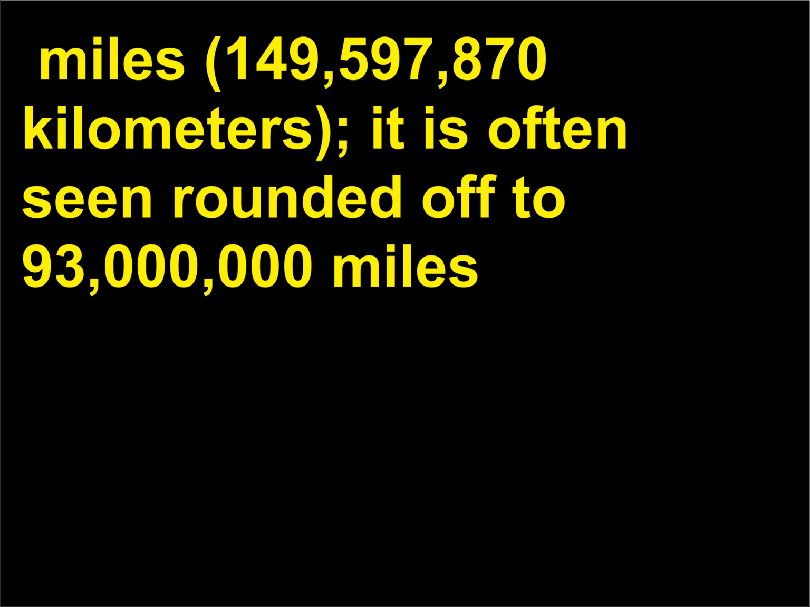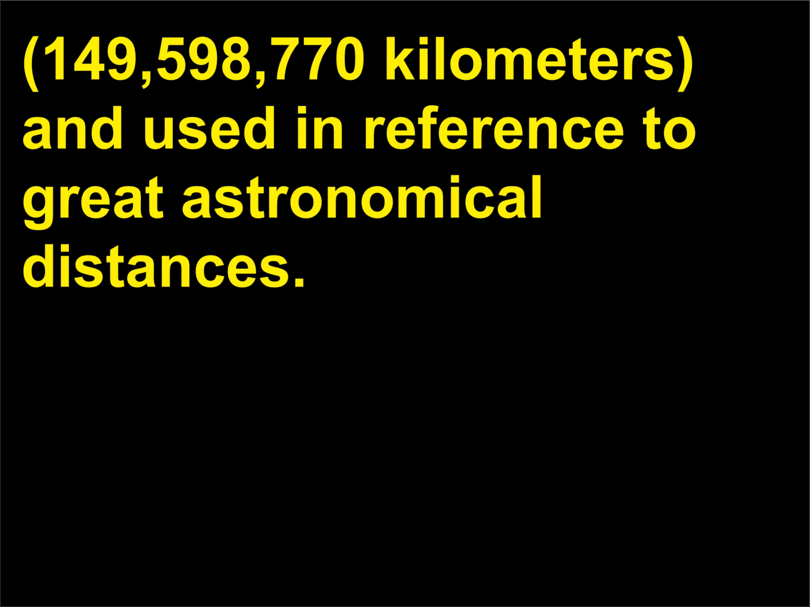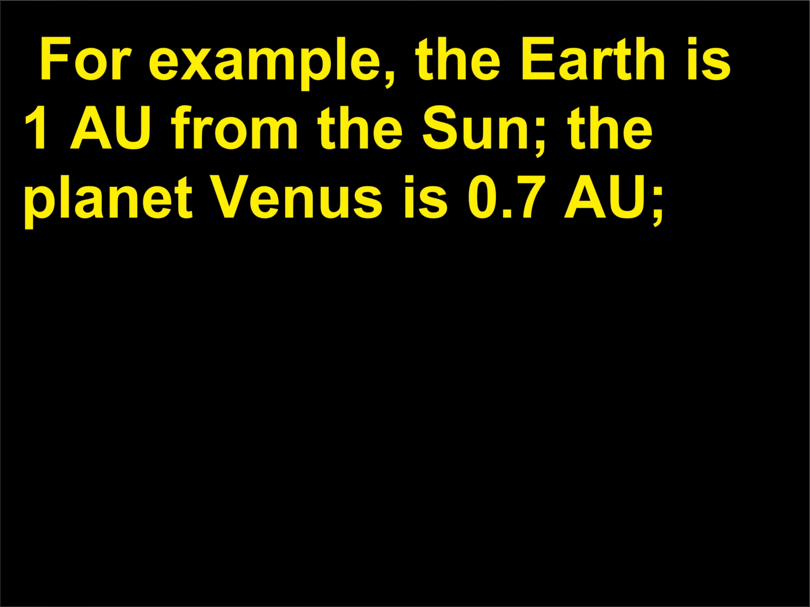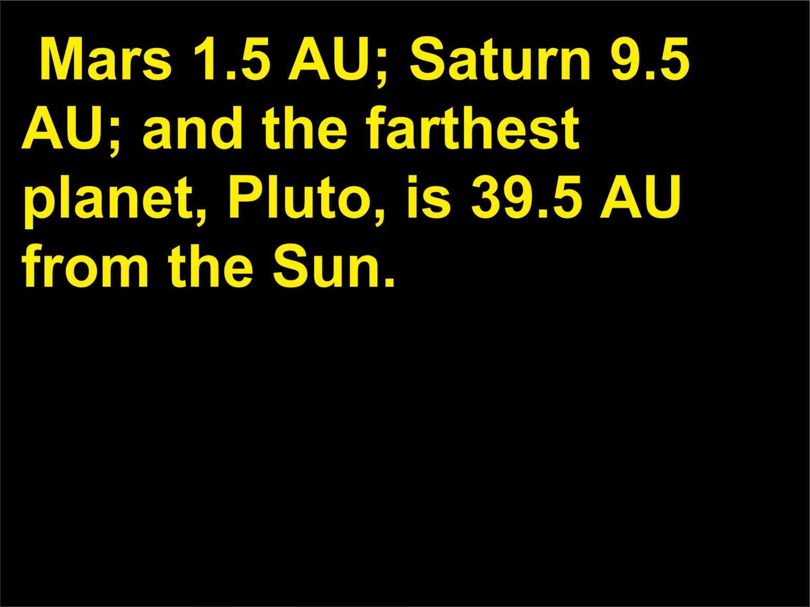92,960,116 miles, 149,597,870 kilometers. It is often seen rounded off to 93 million miles, and used in reference to great astronomical distances. For example, the Earth is 1.0 from the Sun, the planet Venus is 0.70, Mars 1.50, Saturn 9.50, and the farthest planet, Pluto, is 39.50 from the Sun.